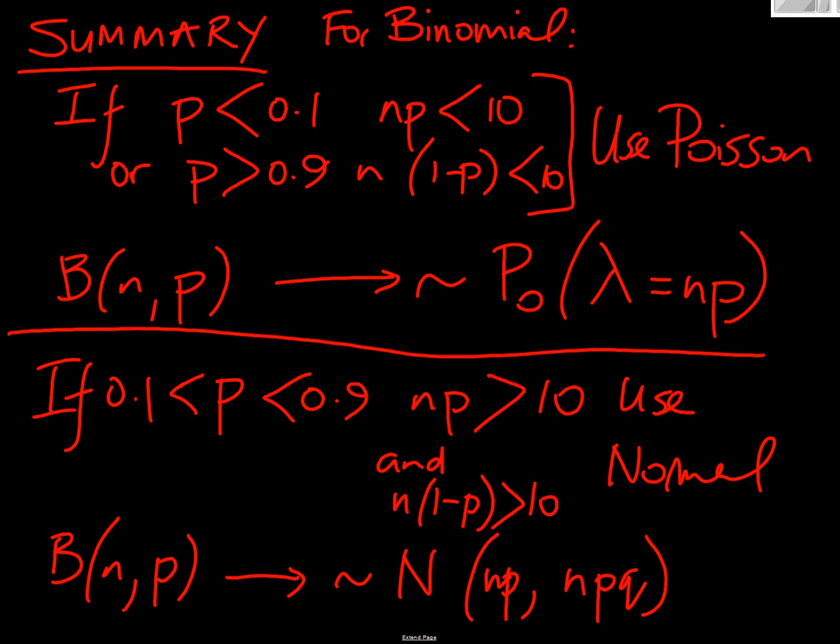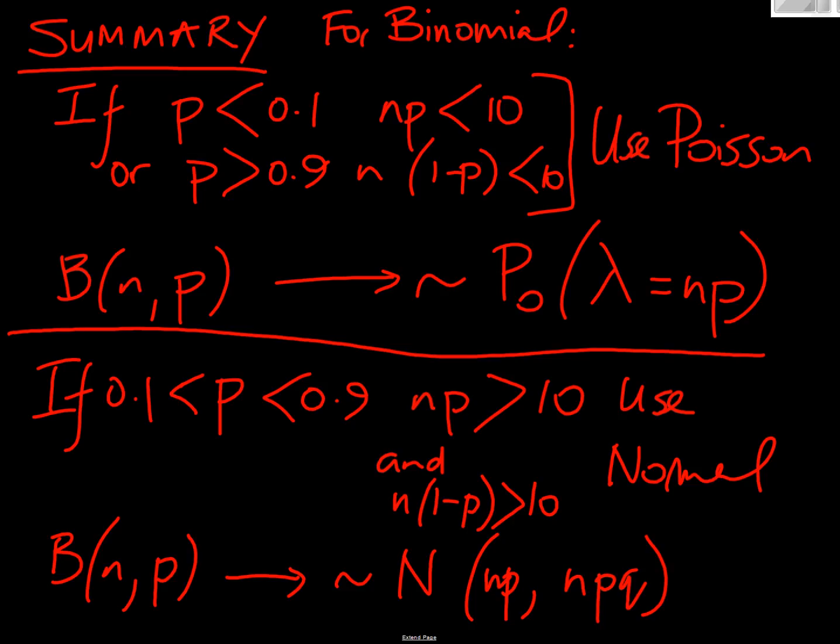Okay, here's one of my little quick summaries for this topic. If we're starting with a binomial and we've got extremely high or extremely low values of P, less than 0.1 or greater than 0.9, we're going to use our Poisson. In that case, we're going to get our B(n, p), and we're going to convert that into a Poisson by finding our lambda, which is going to be n times p.